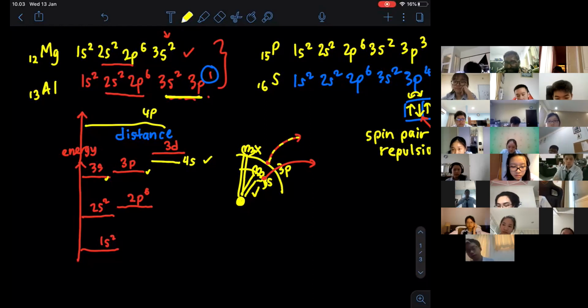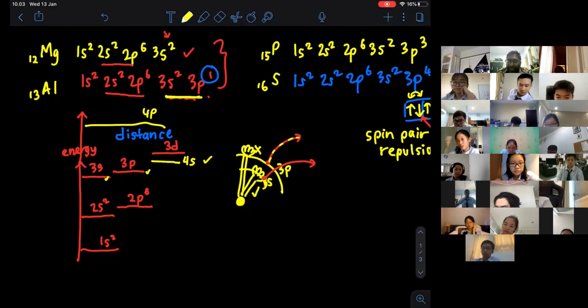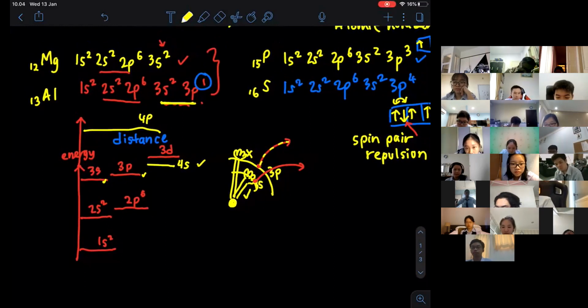So basically, they are different subshells, and different subshells are positioned slightly further away from the nucleus. Because of that, the attraction of the nucleus towards the electron in that subshell will be lower if it is further. So in summary, it is distance.